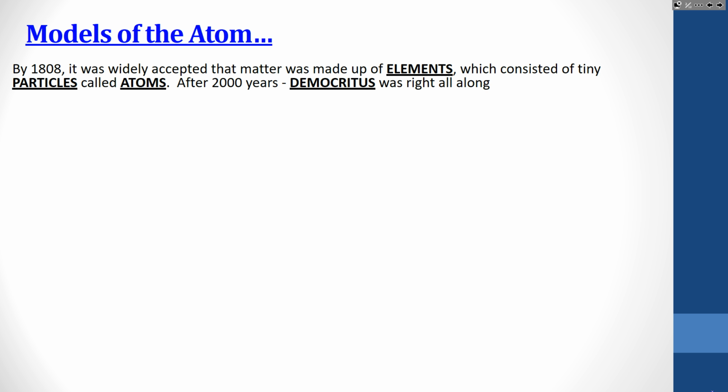But by the 1800s, we finally got rid of that four-element theory, and most scientists started to agree that there's a bunch of different elements, and they are made of particles, and they're called atoms. And it took about 2,000 years, but finally Democritus was right, and he was proven right. So along comes one of our first major players in the models of the atom, and his name was John Dalton. And he came up with a very simple idea of what the atom might look like.